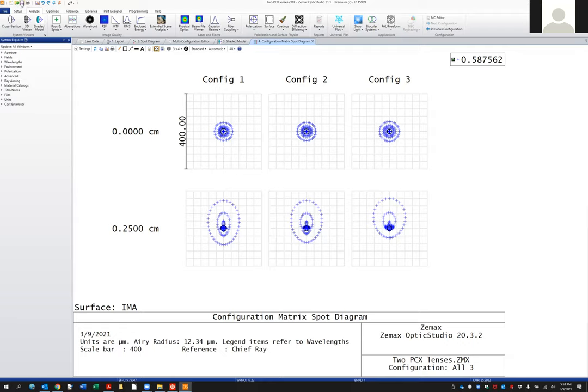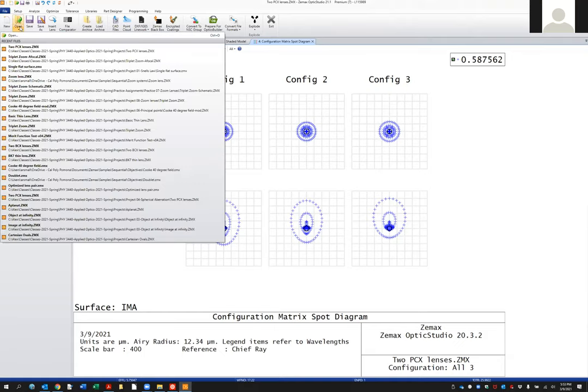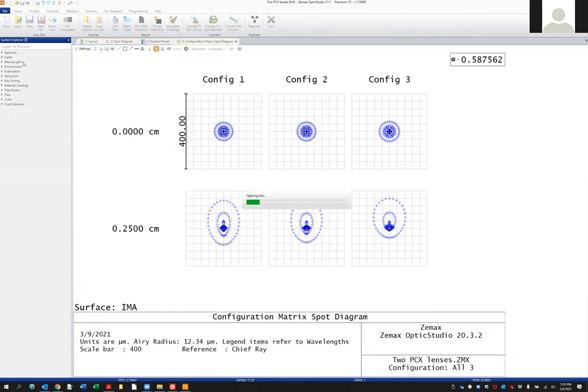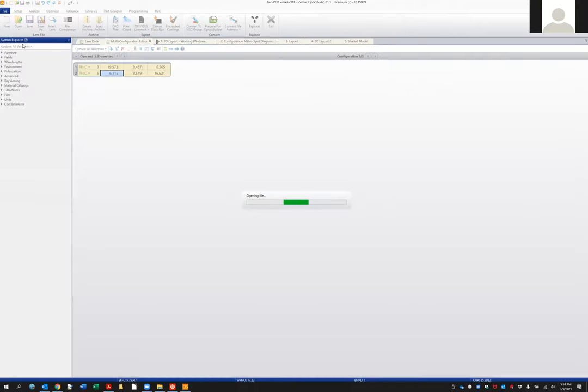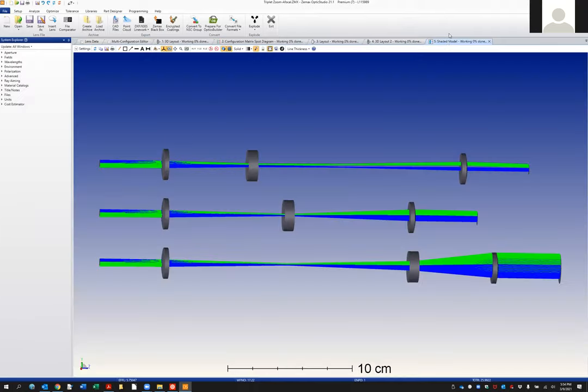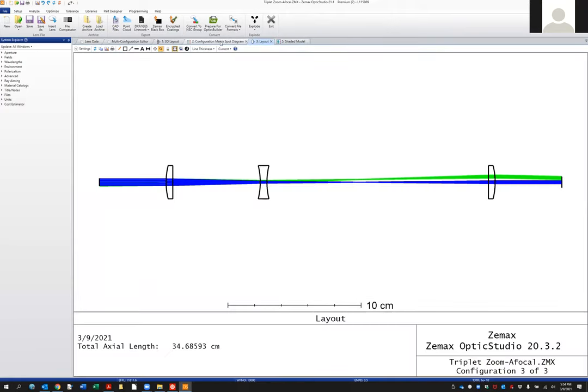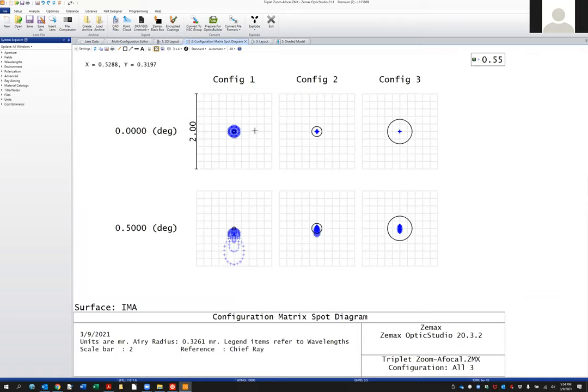And if I go back to my previous file, triplet zoom afocal, the performance was kind of blah, right? We'll get rid of that. We don't need it. Layout, configuration matrix spot there. The performance is kind of blah, at least in one of the configurations.